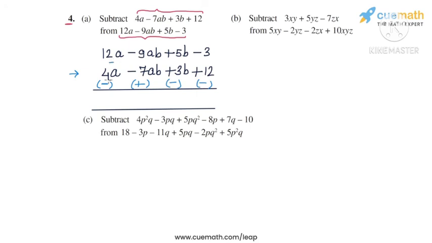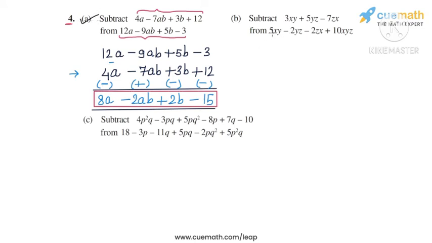So we have 12a minus 4a, that becomes 8a. Then we have minus 9ab plus 7ab will become minus 2ab. Then we have 5b minus 3b, that will become plus 2b. And then we will get minus 3 minus 12, which is minus 15. Alright, so the result in part A is this expression, 8a minus 2ab plus 2b minus 15. This is the answer for part A.